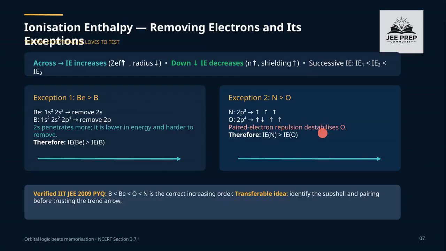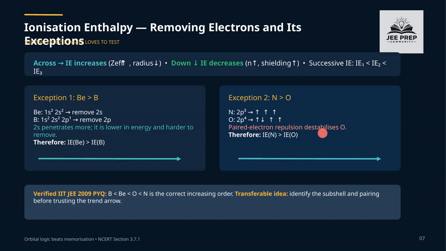Electron gain enthalpy is the enthalpy change when an electron is added to an isolated gaseous atom. The reaction is X gas plus an electron gives X minus gas. If energy is released, the electron gain enthalpy is negative. If energy must be supplied, it is positive.